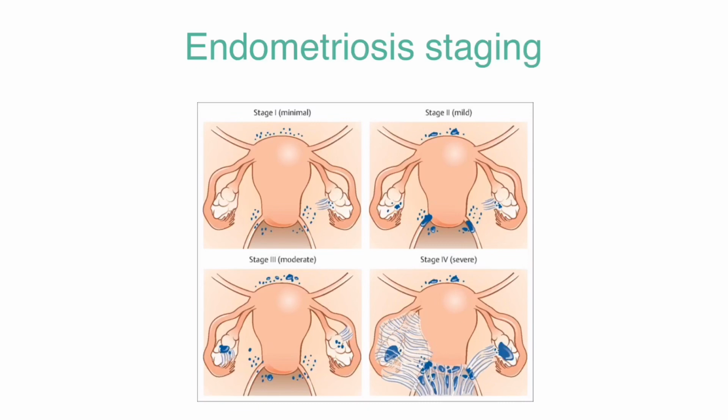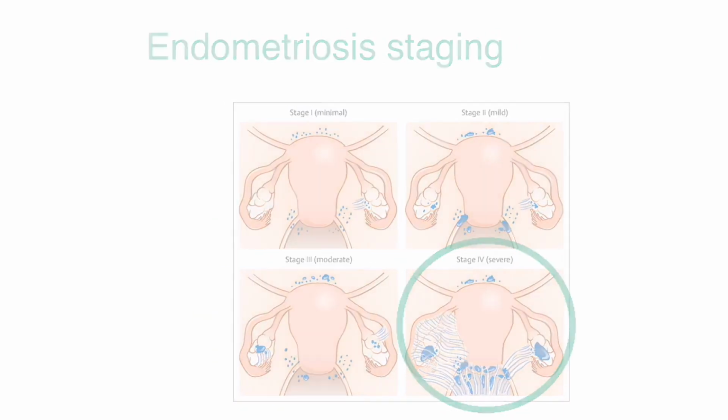There are overall 4 stages: minimal disease, which is isolated superficial disease on the peritoneal surfaces, mild disease, which is scattered superficial disease, less than 5 centimeters in total, moderate disease, which is multifocal disease, and there could be adhesions also present, and severe disease, which is multifocal, has potentially large endometriomas and adhesions present.